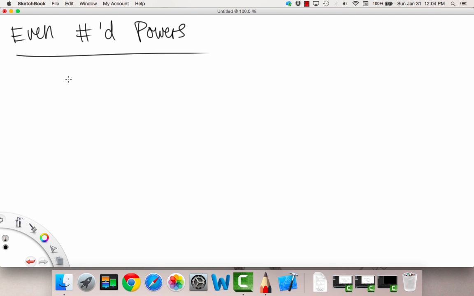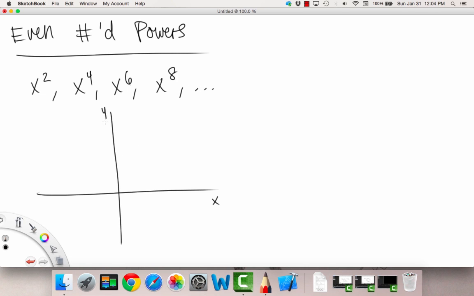That just means your power is an even number. For example, we have x squared, x to the 4th, x to the 6th, x to the 8th, and so on. So x to some even power. When we graph these, let me show you the graphs just so we can get an idea. So x squared looks something like this. It's a U that crosses the origin, then it comes back up. This is our x squared one.